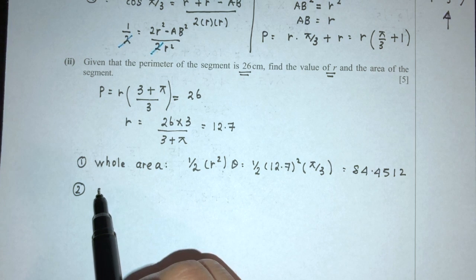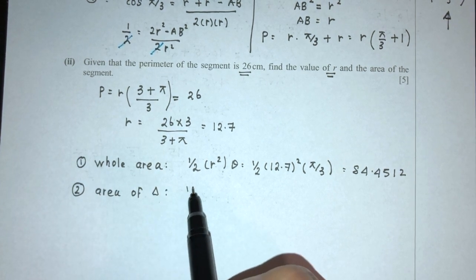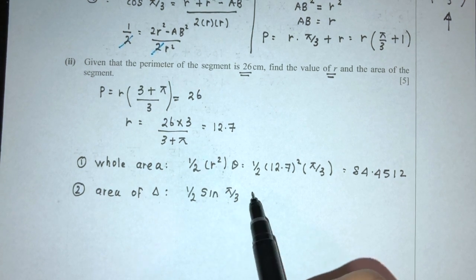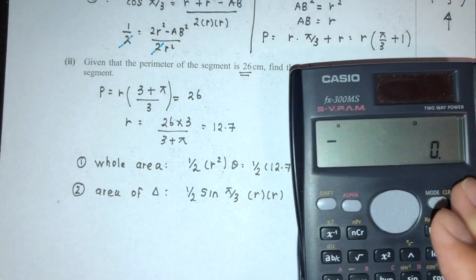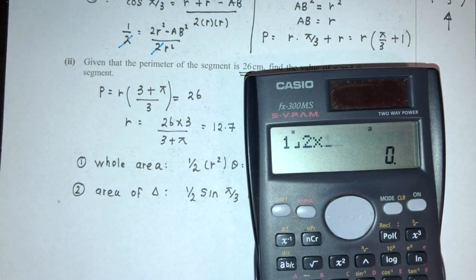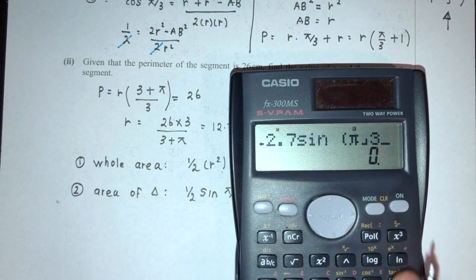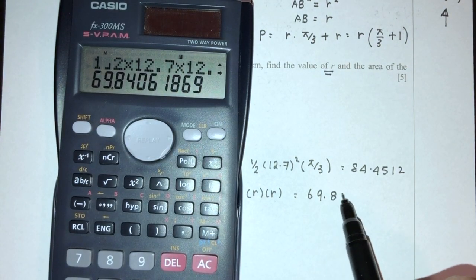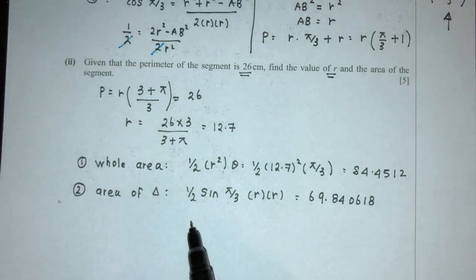And number 2, area of the triangle: half times the sine of the angle, which is pi by 3, times the two sides, which are r and r. So that will be half times r squared times sine of pi by 3. That will be 69.84061.